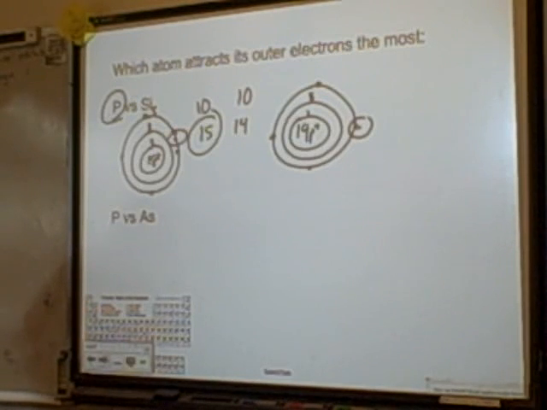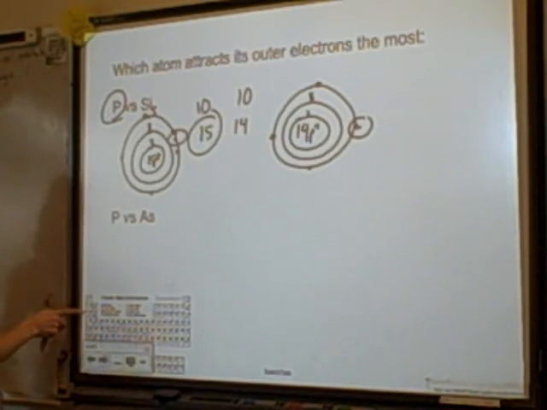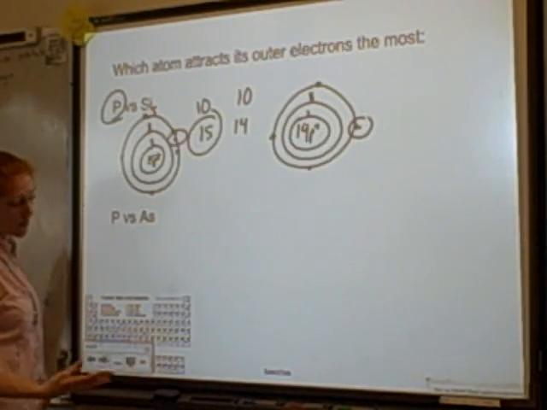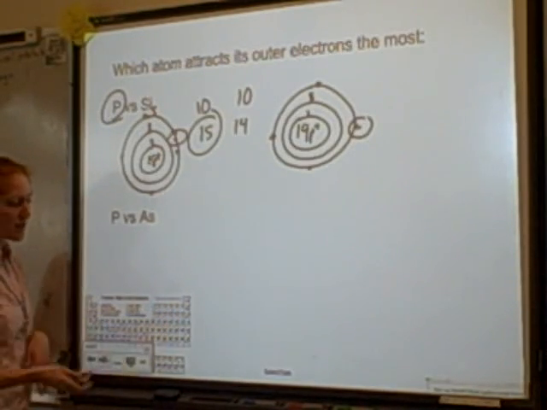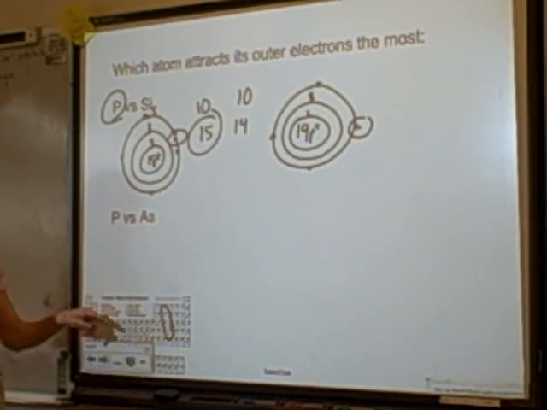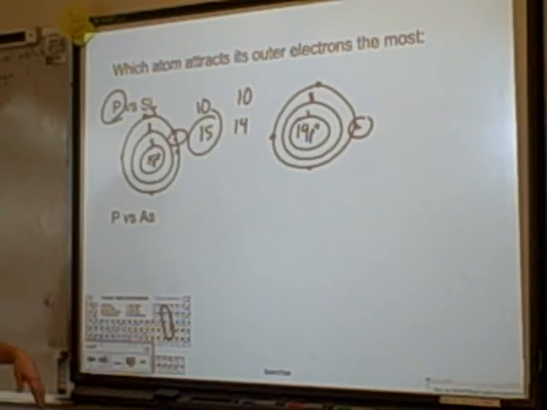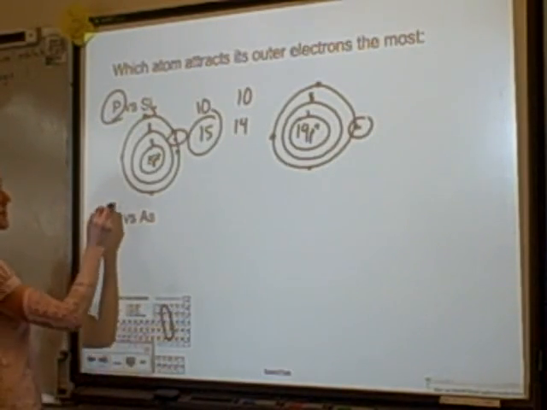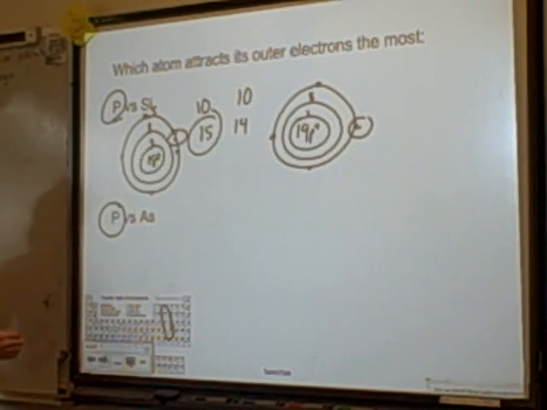And then phosphorus versus arsenic. Actually, I'm just going to use the trend I just taught you. Attraction increases as you go across because there are more protons in the same number of shells. It decreases as you go down because there's an entire new shell. Arsenic is below phosphorus in the periodic table. So that extra shell of electrons blocking the outer electron in arsenic is going to lower the attraction that arsenic has. So phosphorus is going to attract its outermost electrons more than the arsenic.